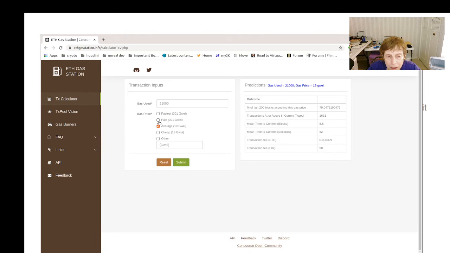Now let's say you've got to do it real fast. So you do this. That means they'll all take it. If you're going to pay 301 GWEI, the transaction is taken at or above. So your transaction fee again is going to be less than $1, and it's only going to take you 22 seconds and 2 blocks.